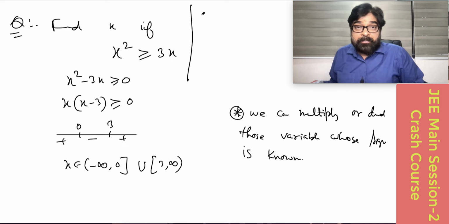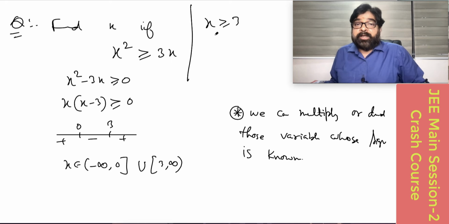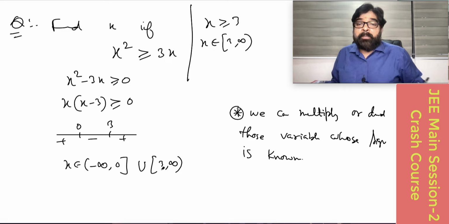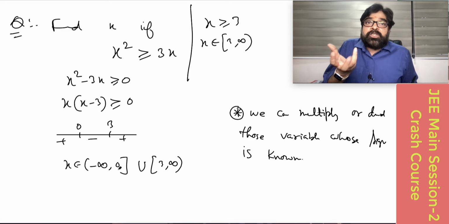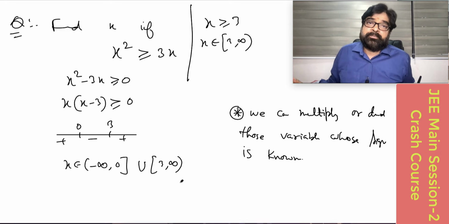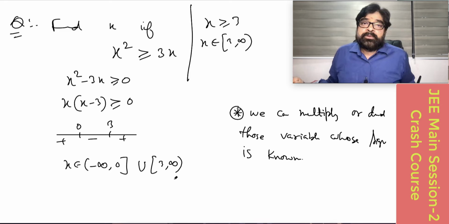Imagine if you cancel, what will happen? You will get x greater than or equal to 3, meaning x is an element of 3 closed to infinity. Look, you are getting only part of the answer. This answer is missing because the term which is giving this part, you cancelled, you killed that one. So how can you get that? Am I right? Yes. So always keep this in mind.